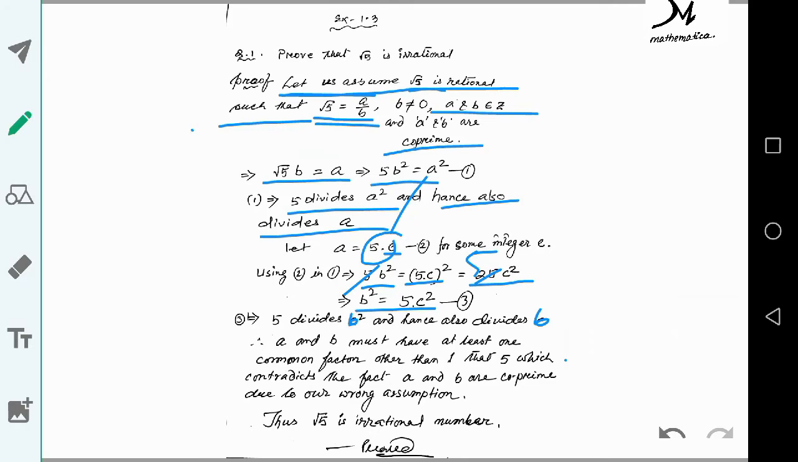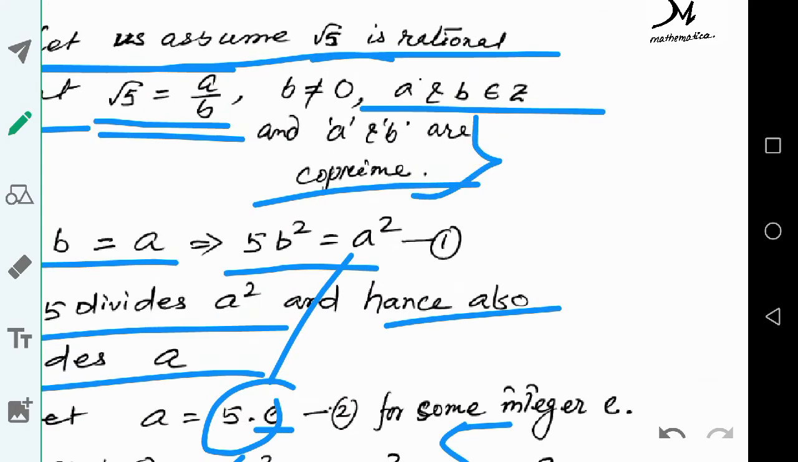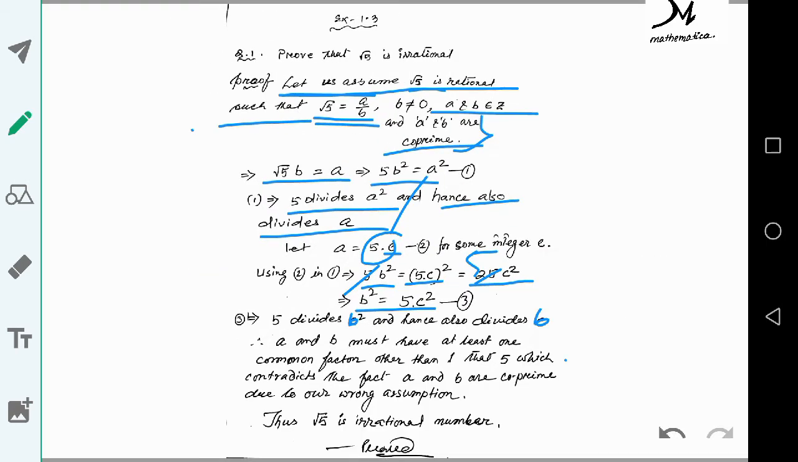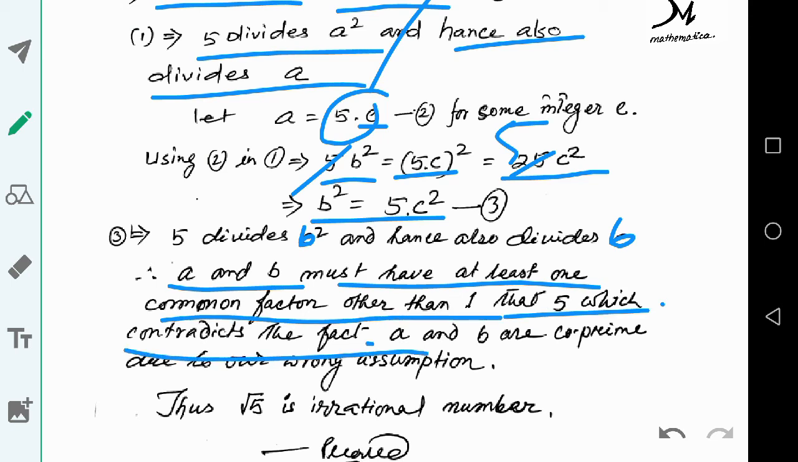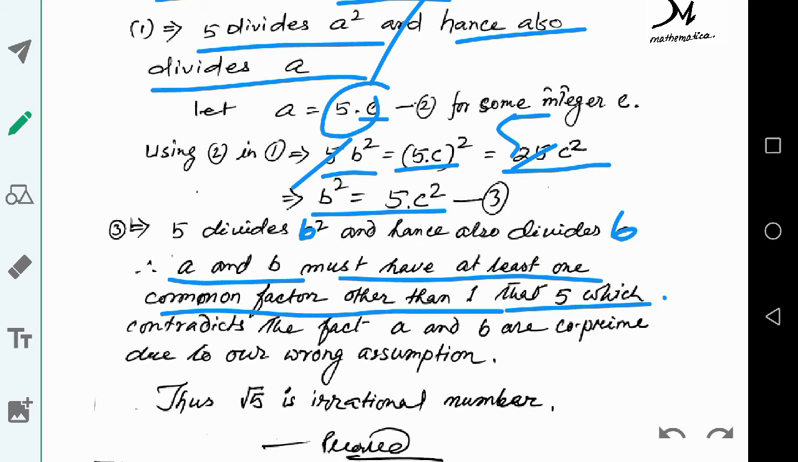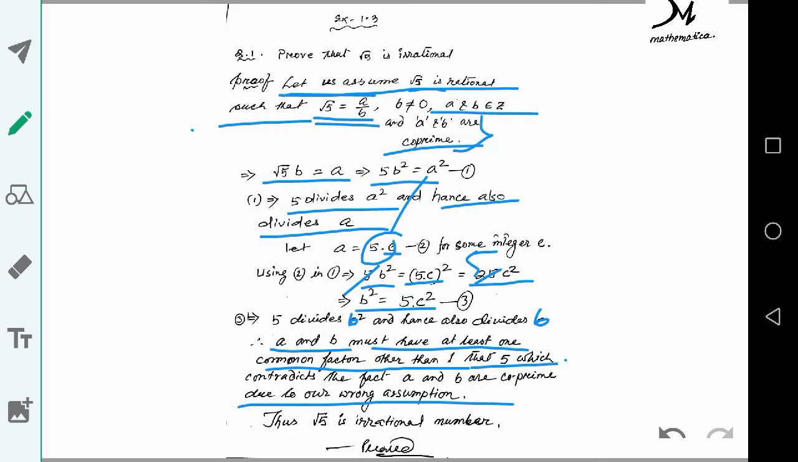we have considered a and b are co-prime. But here, from 1 and 3, we have got that 5 divides b and 5 divides a. Hence a and b must have at least one common factor other than 1, that is 5, which contradicts the fact a and b are co-prime. Why is the contradiction occurring here? Due to our wrong assumption. What was the wrong assumption? Root 5 is rational, that was the wrong assumption.